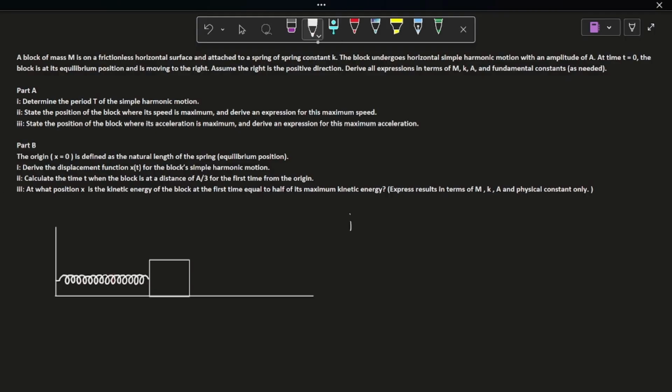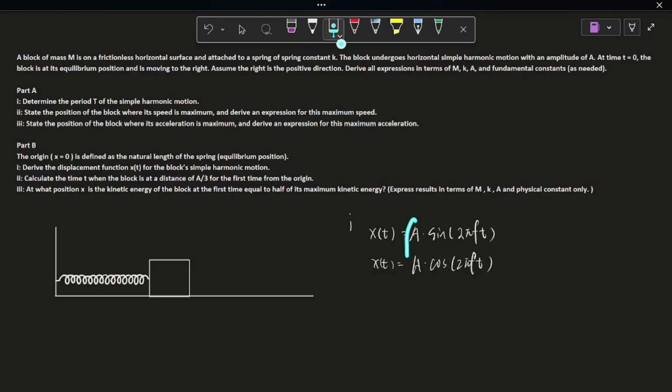So part 1 of part B asks you to derive a displacement function x(t). On your formula sheet, you will actually see two interesting equations which look something like this: x(t) is equal to a times sine 2 pi f t, and x(t) is equal to a times cosine 2 pi f t.